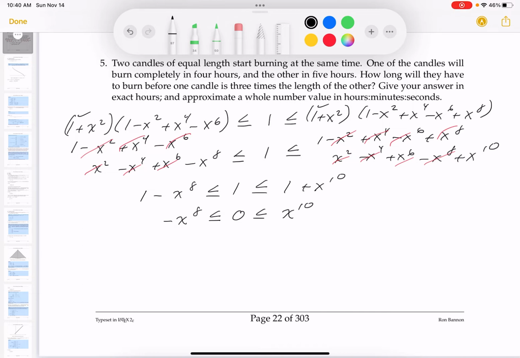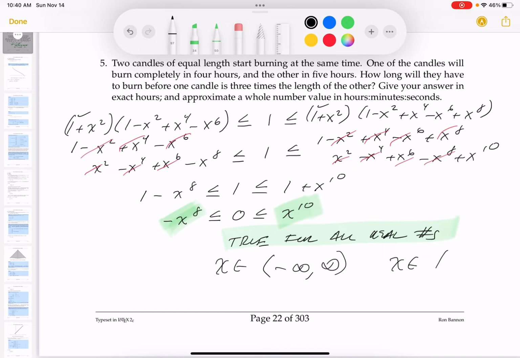What do I know about these things over here? This is true for all real numbers. Now how do I know that? Well, look at it. Certainly look at this over here. No matter what real number I choose, negative, positive, 0, it's always greater than or equal to 0. And no matter what real number I choose over here, like 0, 1, minus 1, it's always going to be less than or equal to 0. So it's true for all real numbers. So this is satisfied for all real numbers. All right, you can write that down this way. You could just simply say x is an element of the real numbers.